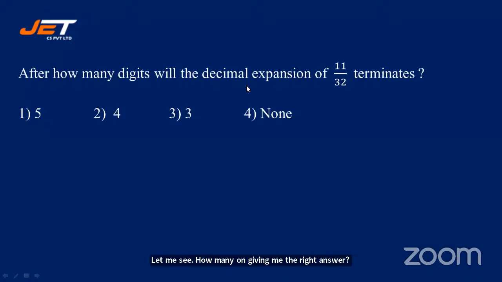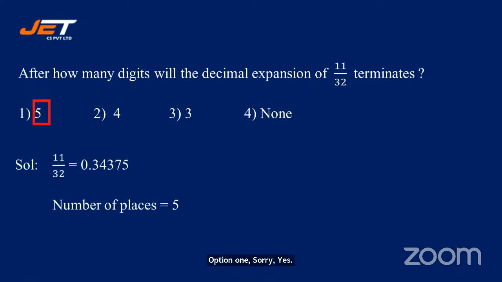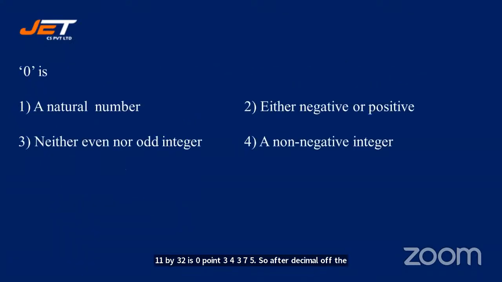Option 1, Taruni, you're right. Bhavana, check. Taruni, Hansi, Shalini, Akhilesh, Sai Vardhan, Pranati, yes, almost all are giving me the right answer, option 1, which is 5. Perfect. Yes, see the solution. 11 by 32 is 0.34375. So after the decimal point, you have 1, 2, 3, 4, 5 places. All right. Yes, see the next question.